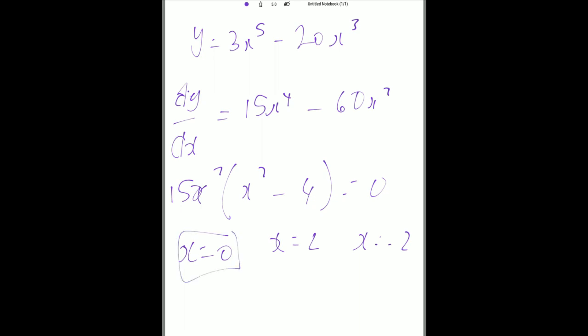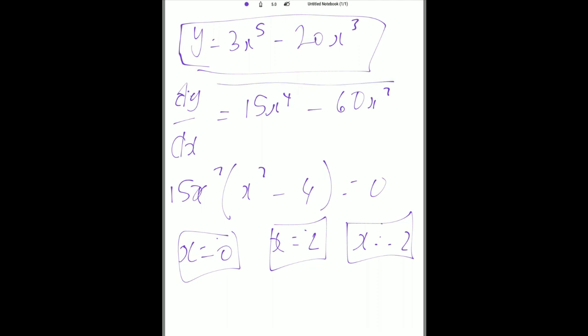So here we have 3 roots of the first derivative. In other words, we have 3 values of x for which the first derivative will be equal to 0, and as such those are the values of x for which the function y equals 3x to the fifth minus 20x cubed would have a gradient of 0, or that would be a stationary point. So what we do now, we need to determine whether these stationary points are maximum or minimum. So let's go about doing that by finding the second derivative.